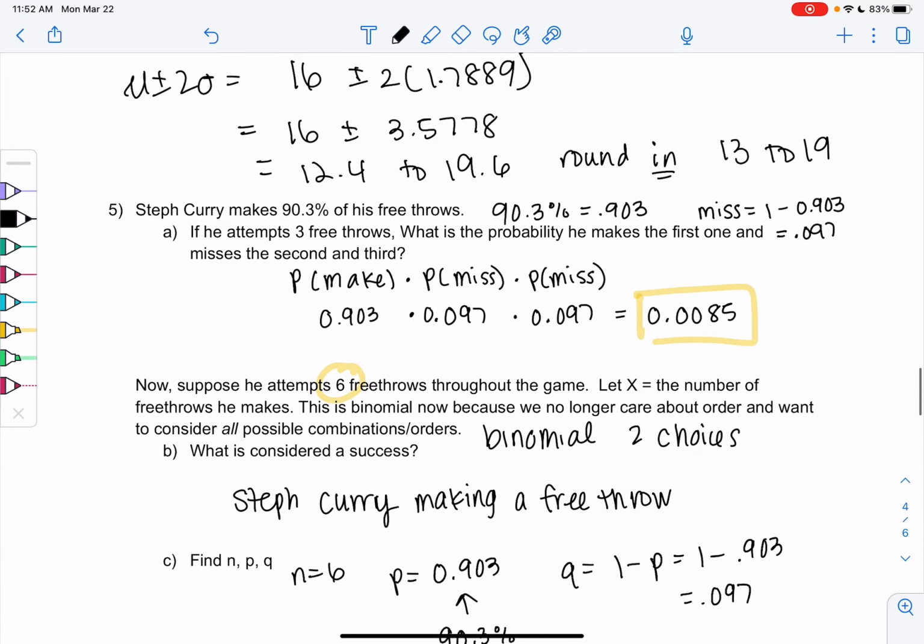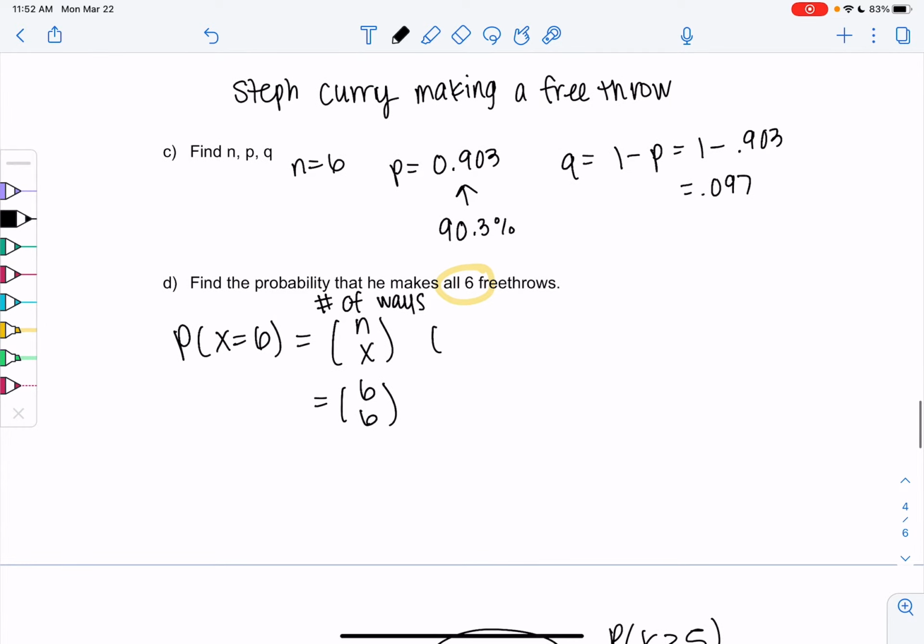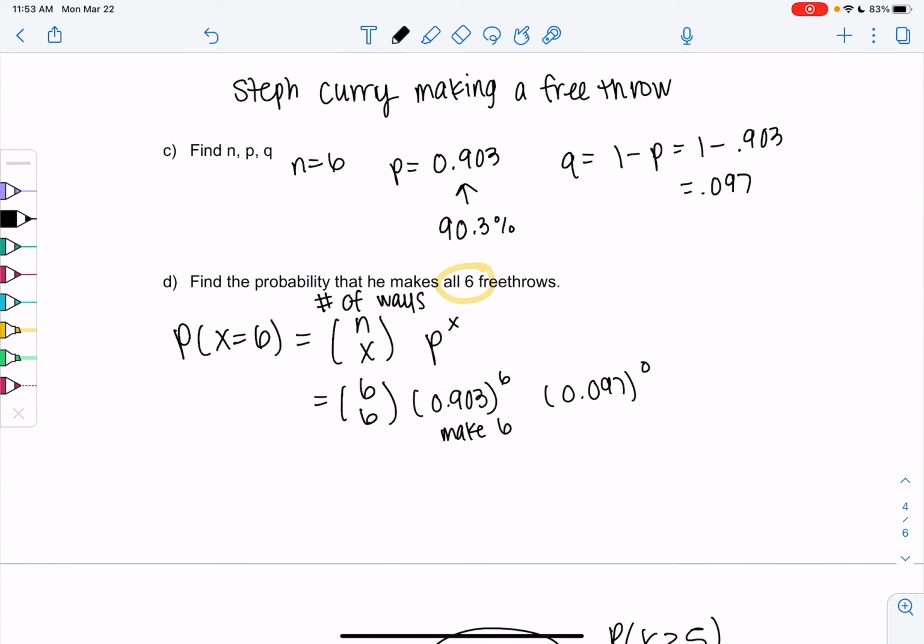So rather than multiplying 6 times, we multiplied 3 times here for 3. We're not going to multiply 6 times because binomial takes care of that. So 0.903, and since he's making all 6, it has a 6 power. That would be equivalent to multiplying 6 times. So the binomial formula is doing that. And then he's going to miss 0 of them. So I'll write the formula. It's always P to the X and then Q to the leftover powers, n minus X. So since he made all 6, he's going to miss 0. And anything to a 0 power is 1, so I really don't have to type that on my calculator.